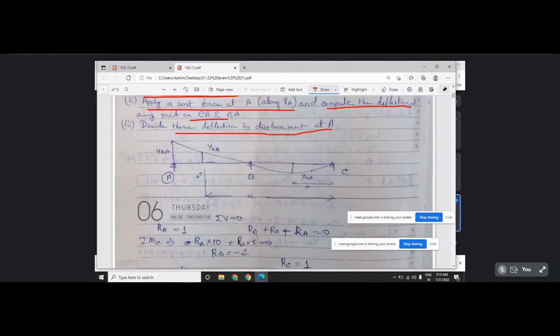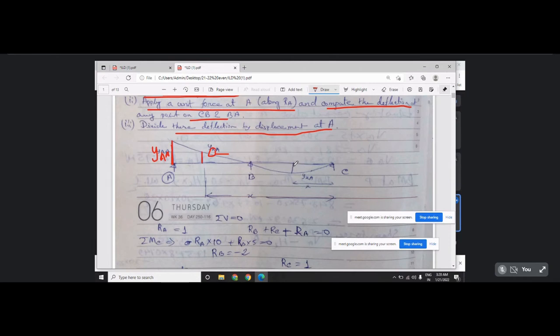Suppose for this example, the deflection is YAA. YAA means you load it at A, and you are measuring the deflection at A. And YXA means that at X position, what should be the deflection if the load is situated at A. If we denote YXA, it is the deflection at X due to the load at point A. So this is YXA.